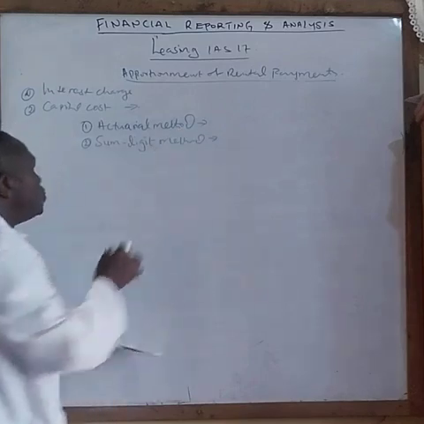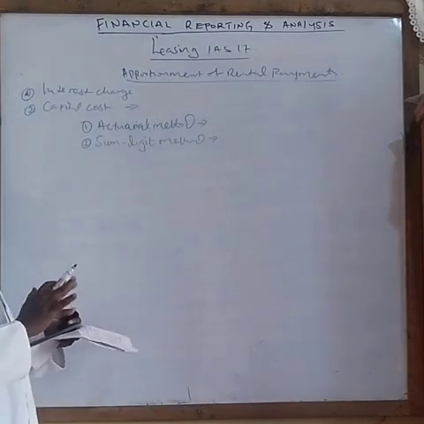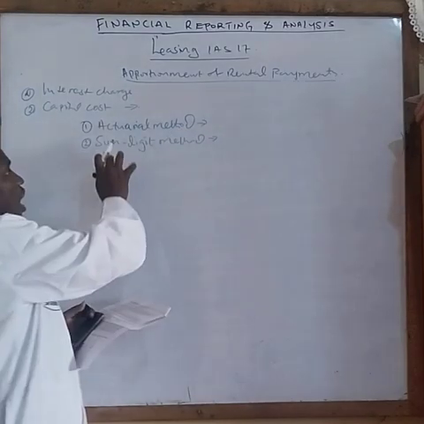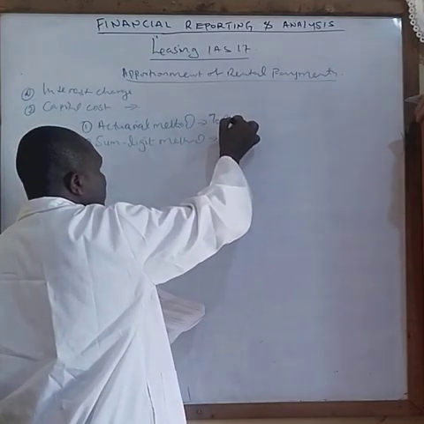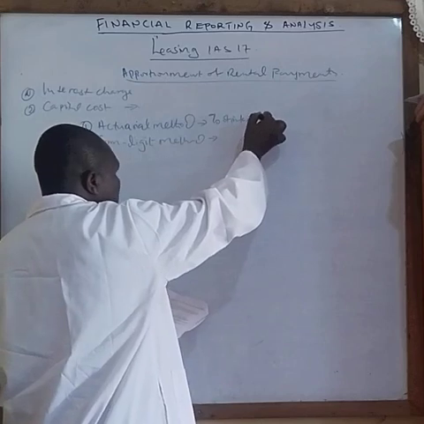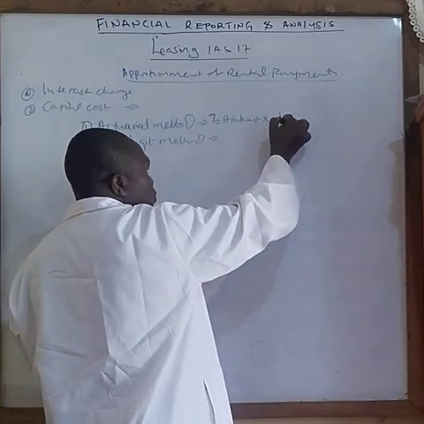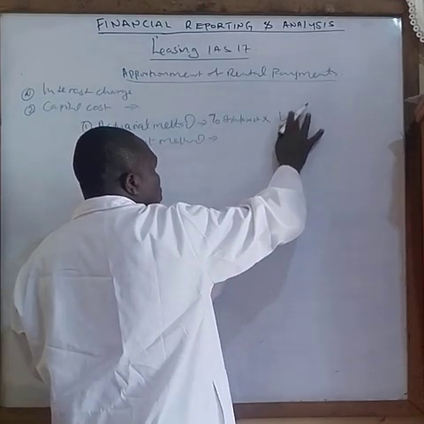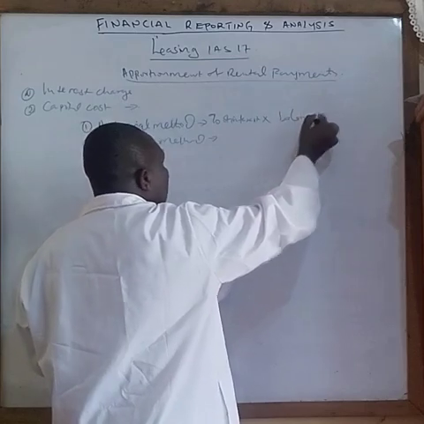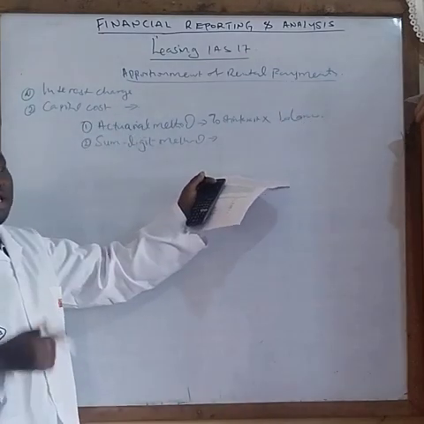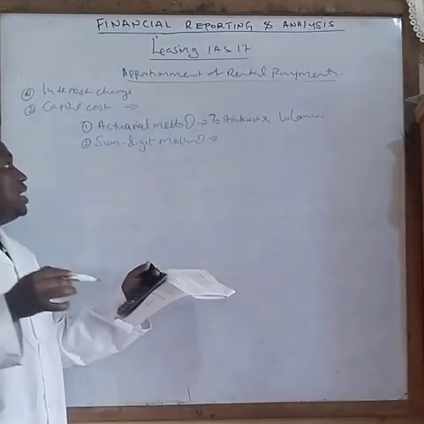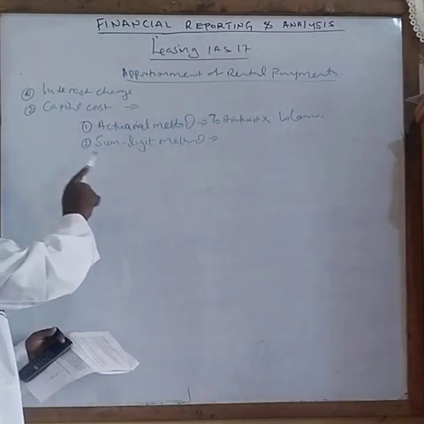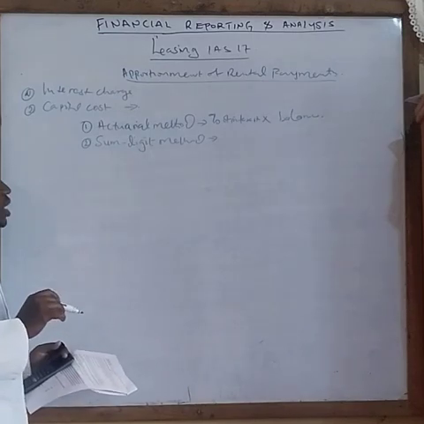These are two methods used to apportion the rental payment. For the actuarial method, you take the percentage of interest and multiply by the balance. So you take the interest which that particular lease will be generating, and multiply by the balance. That is how you get the actuarial. You are using the actuarial method.